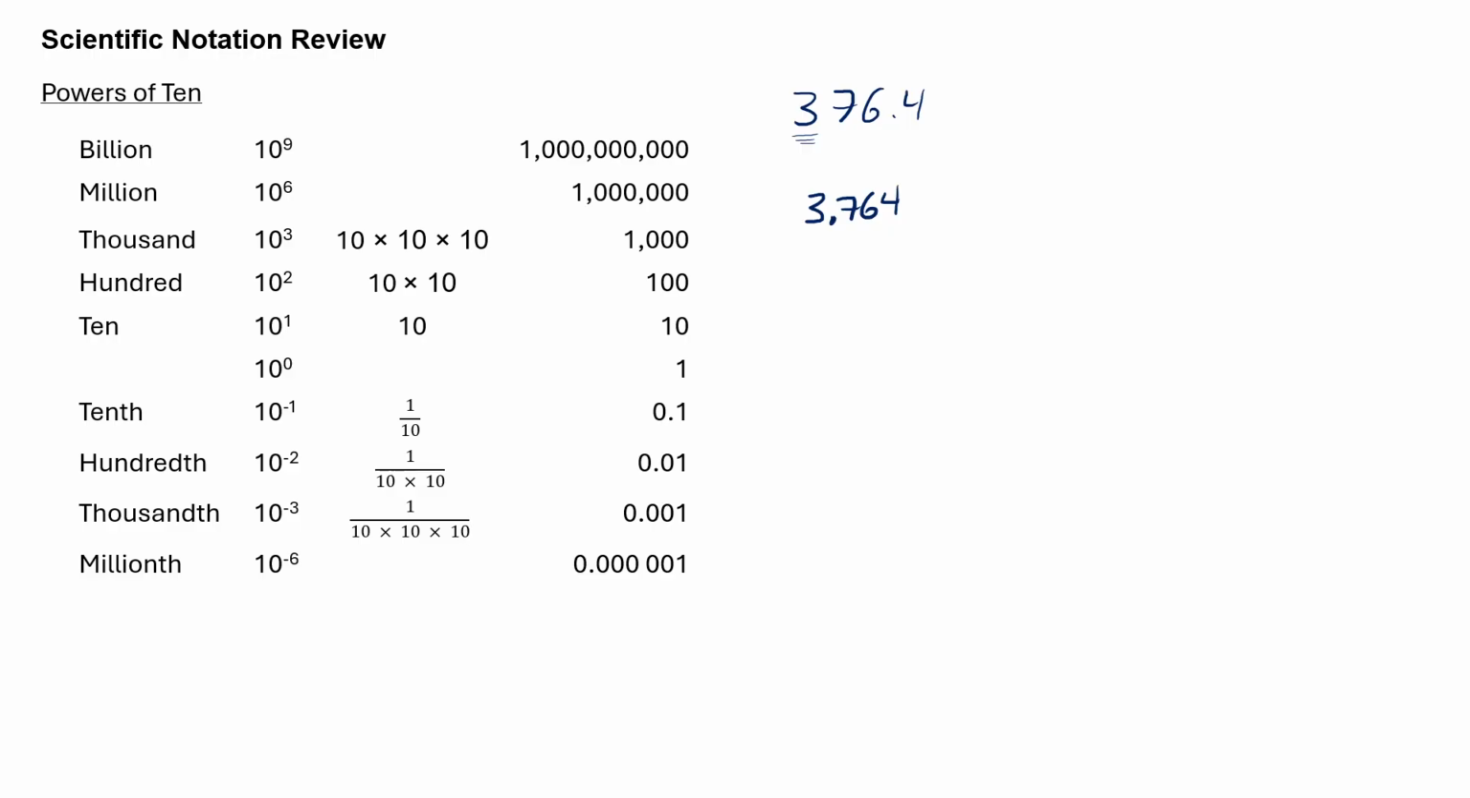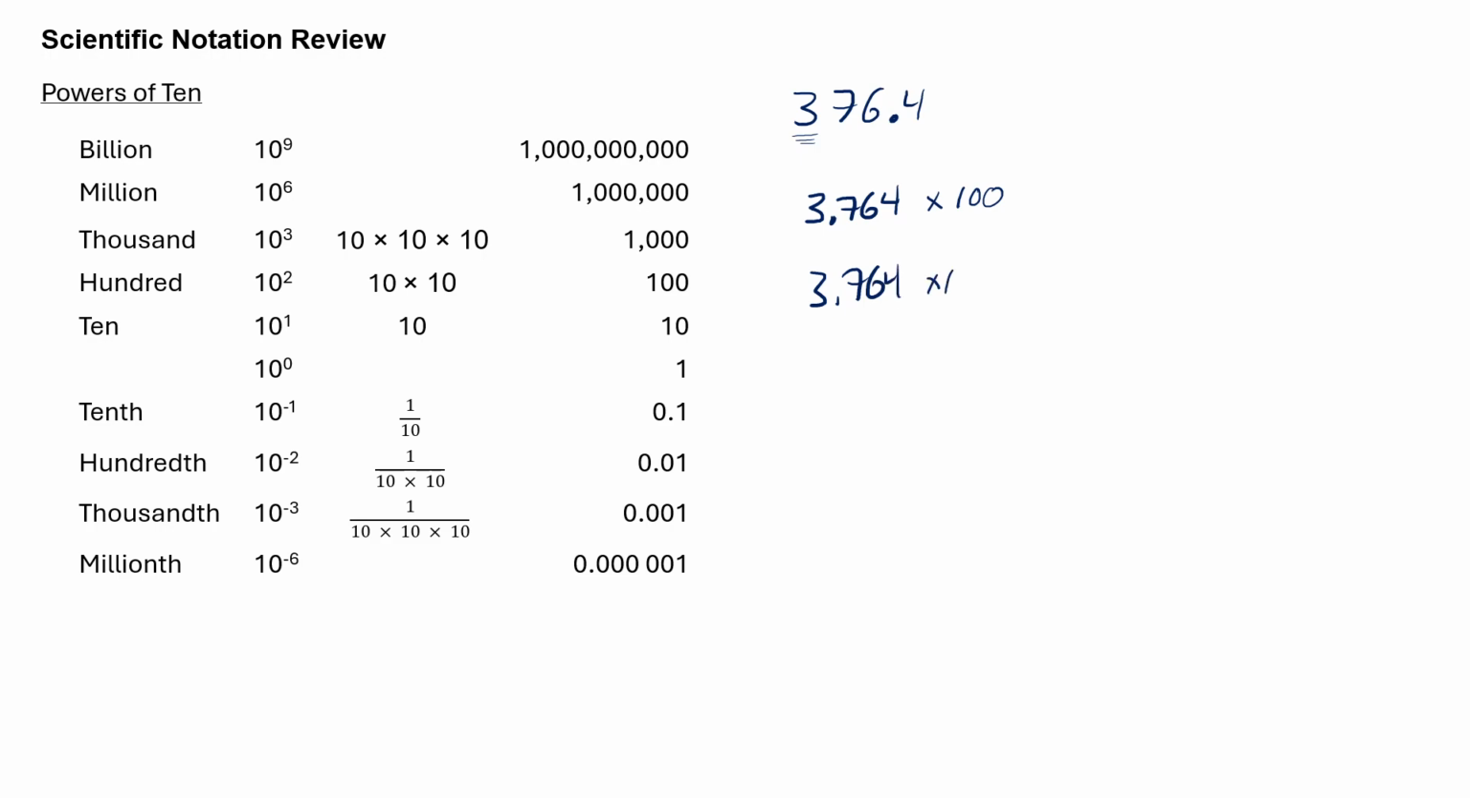If I had 376.4, then that's not proper scientific notation. I need 3.764 to get there. Now the other thing is, how far did I move the decimal point? Well, 376.4 is really 3.764 times 100, right?